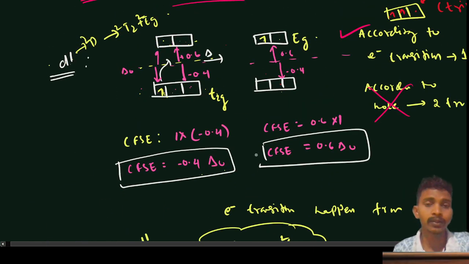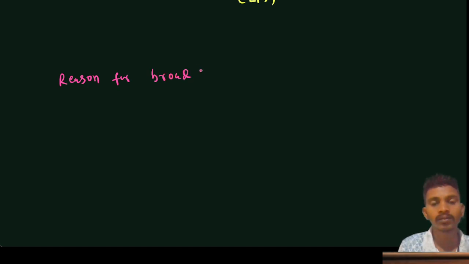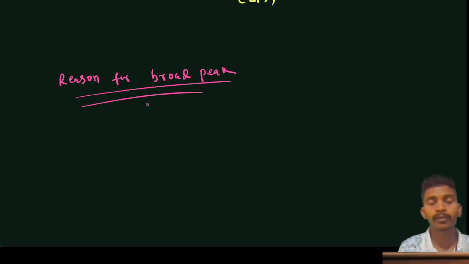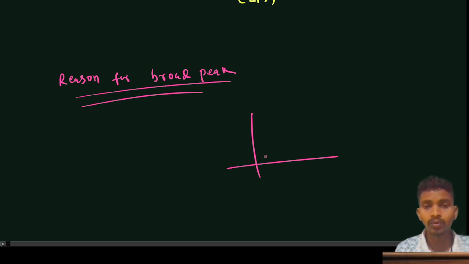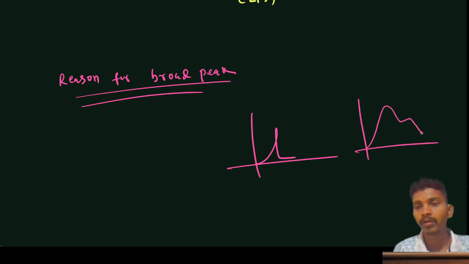But whenever you look at the peak in spectroscopy, we see that some shoulder peak is observed. So the reason behind the shoulder peak, the reason for the broad peak, is this: we should get one peak, but the actual peak will come something like this. So why does this type of peak come?